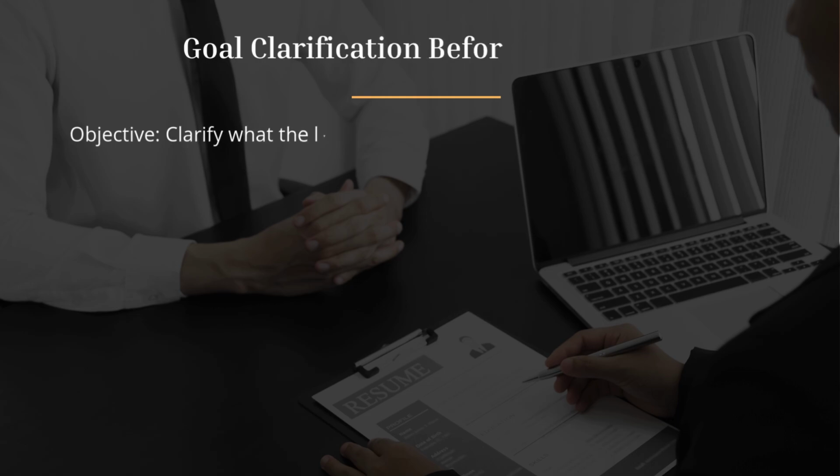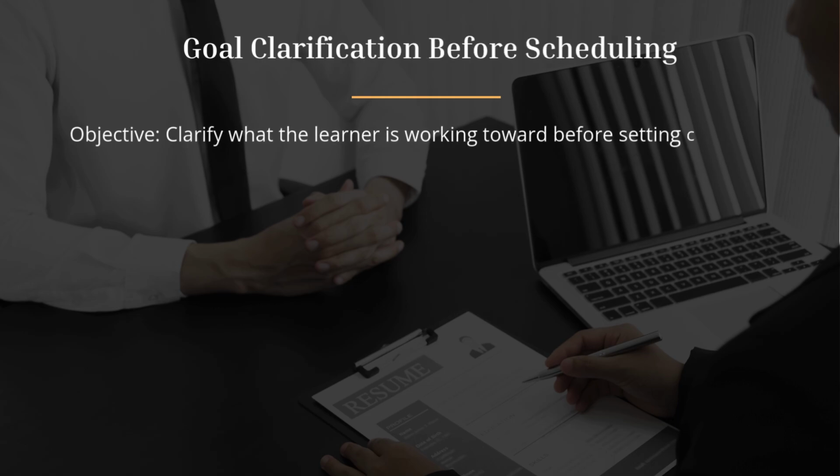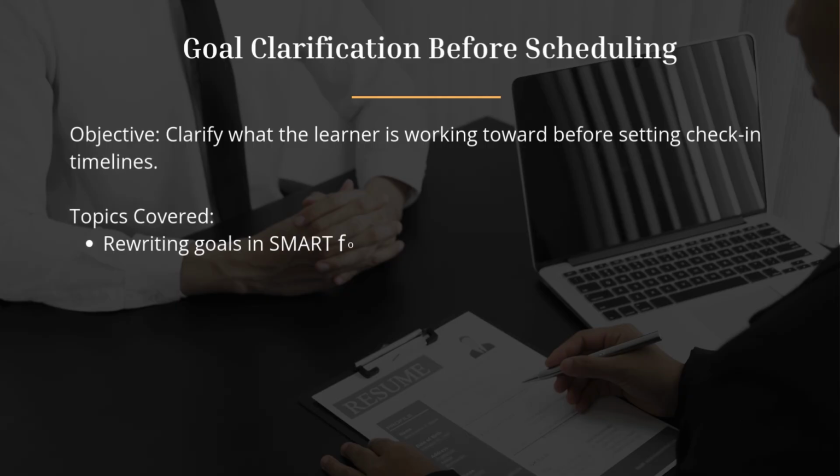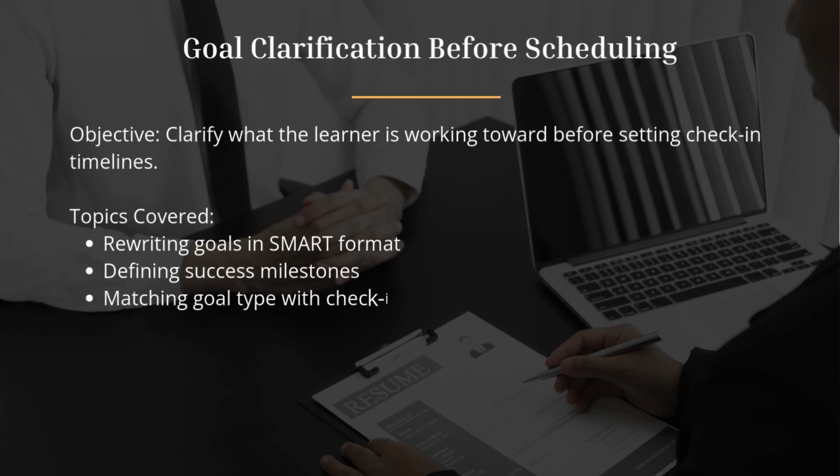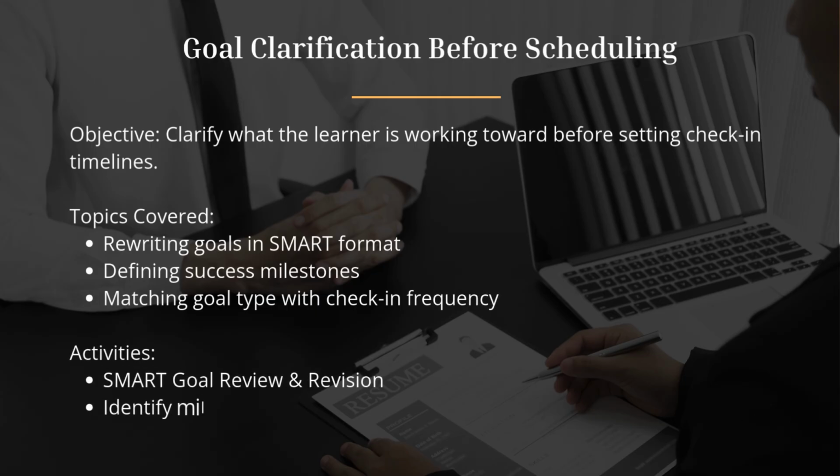Goal clarification before scheduling. Objective: clarify what the learner is working toward before setting check-in timelines. Topics covered: rewriting goals in SMART format, defining success milestones, matching goal type with check-in frequency. Activities: SMART goal review and revision. Identify milestones for one personal and one professional goal.